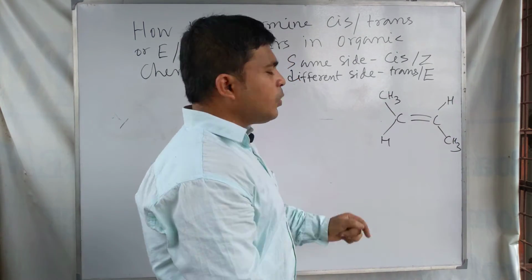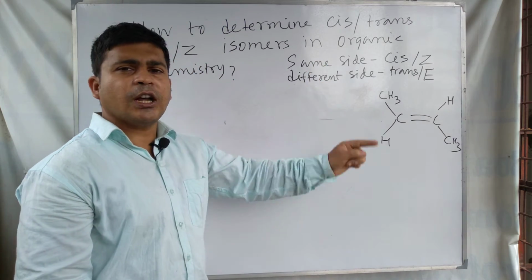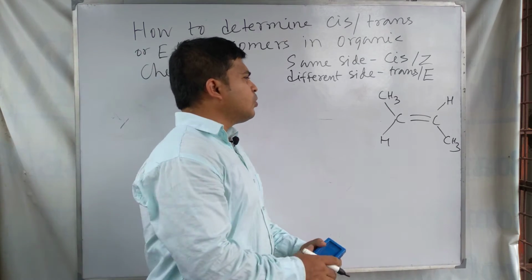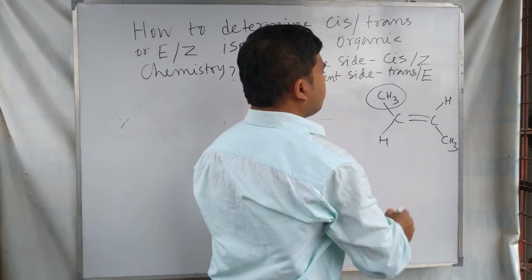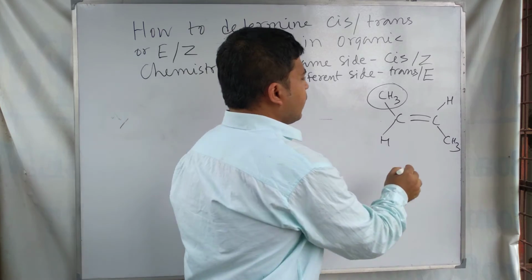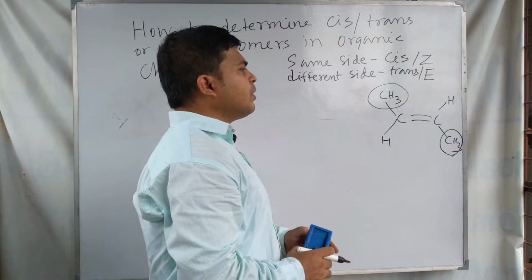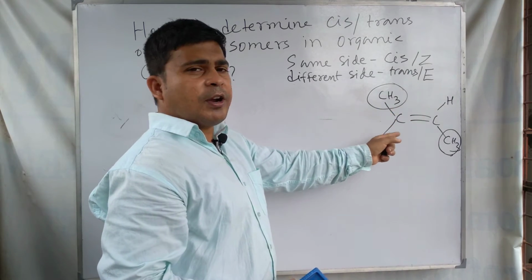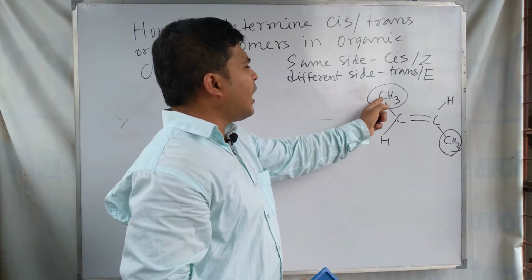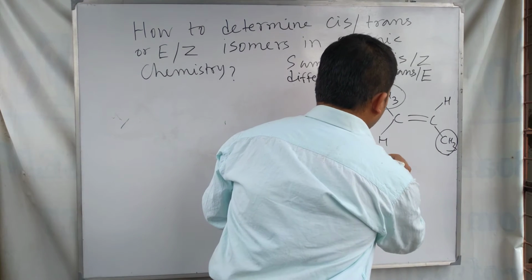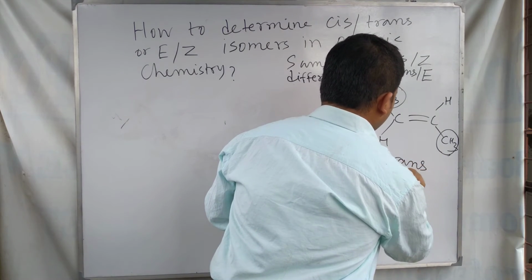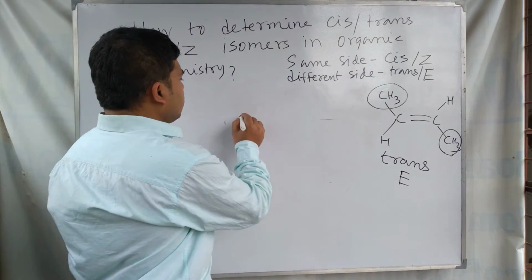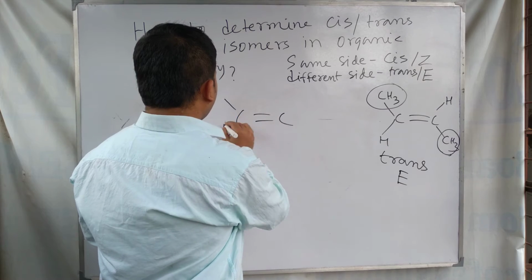Now the question is whether this is the cis isomer or the trans isomer. Either it would be a cis or a trans isomer. So look at this group here. The CH3 group has higher priority between hydrogen and CH3. When both the higher priority groups are on opposite sides, we call the isomer trans or E.